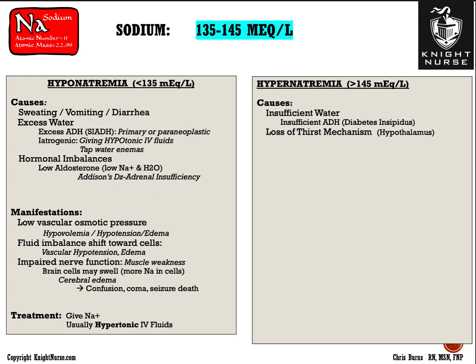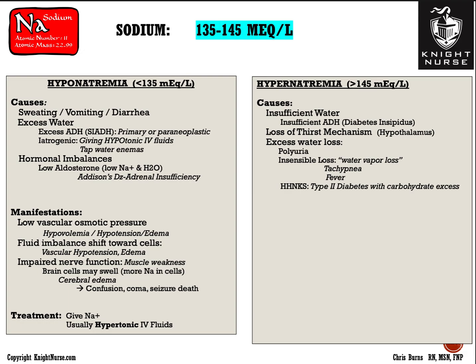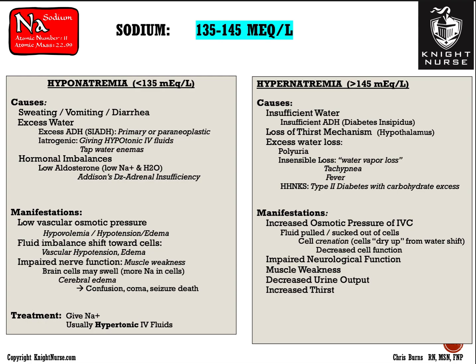You can also have high sodium with excess water loss through polyuria, insensible loss, or through HHNS, which we'll talk about with type 2 diabetes, where the sugar actually goes into the urine and pulls water with it. So they end up losing sugar and water, but they don't lose sodium. So it causes hypernatremia. Manifestations: you see an increased osmotic sucking pressure within the vascular pipes. So fluid like crazy is going to come to the vascular pipes, right?